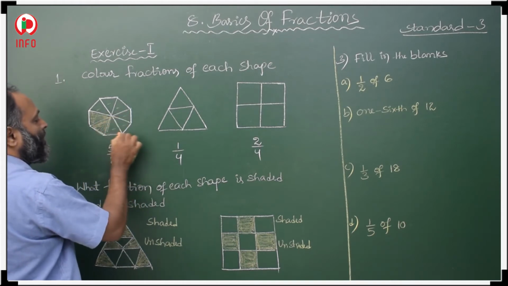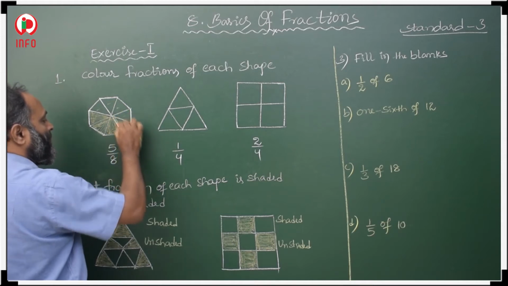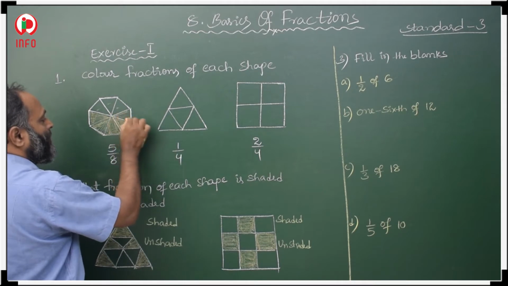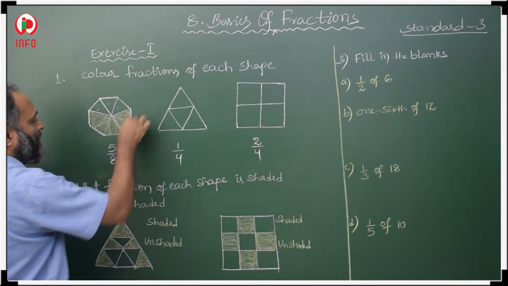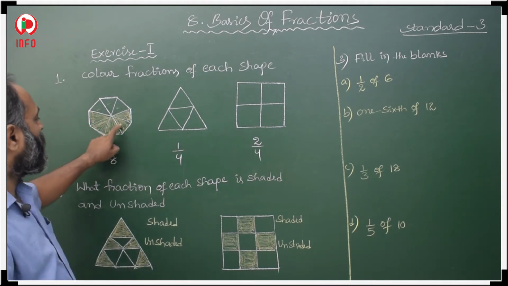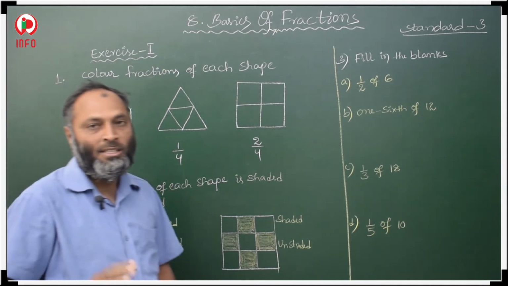This is third part. This is fourth part. This is fifth part. Total 5 parts we have to shade. 1, 2, 3, 4, 5. In total 8 parts we have to shade 5 parts, that is 5 by 8.